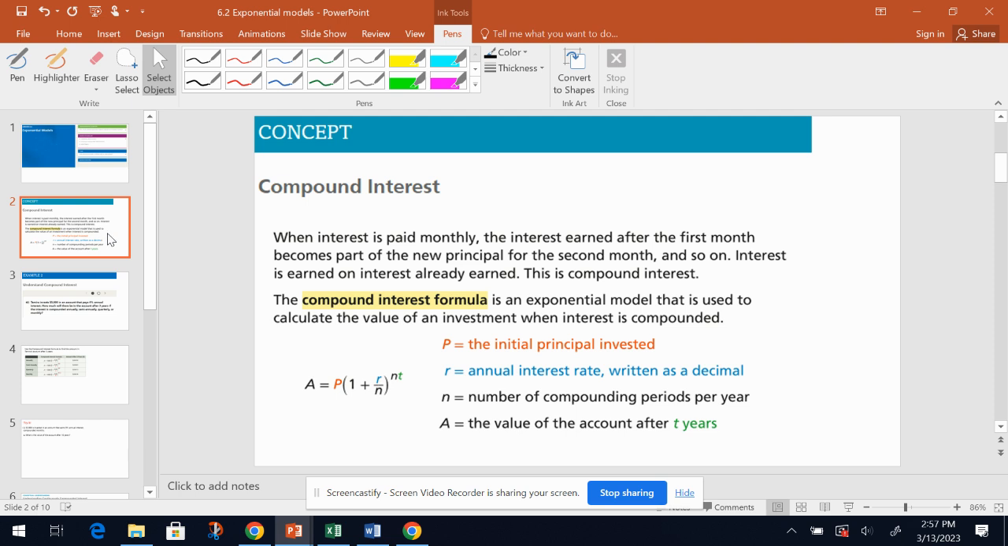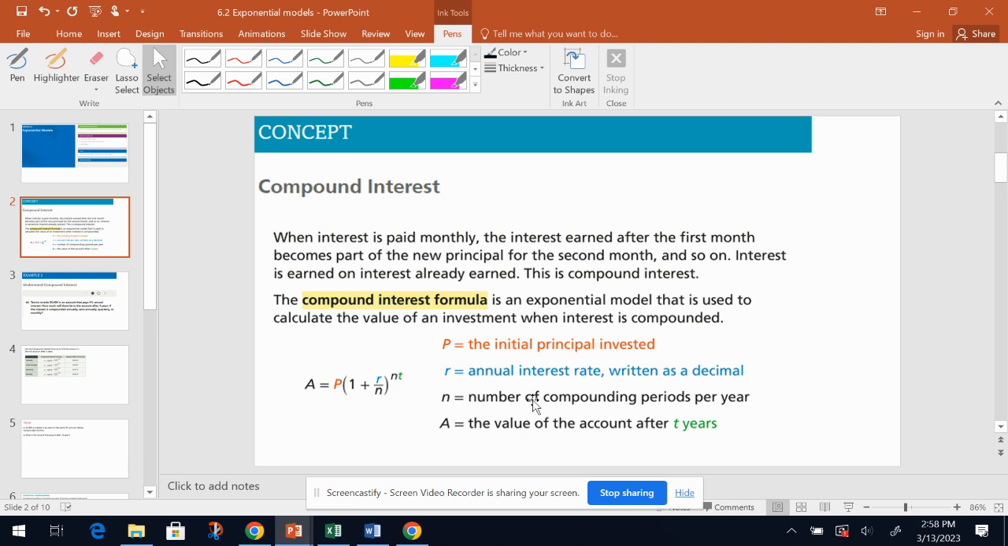This first slide right here is called the compound interest formula. Okay, so you're going to notice, and so pay attention to the words here. Where I have A equals P(1 + r/n)^(nt). P is still our principal. r is still the rate, and we're going to write it as a decimal.